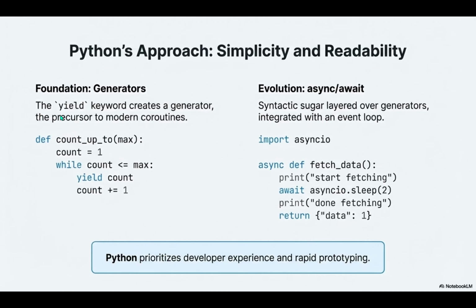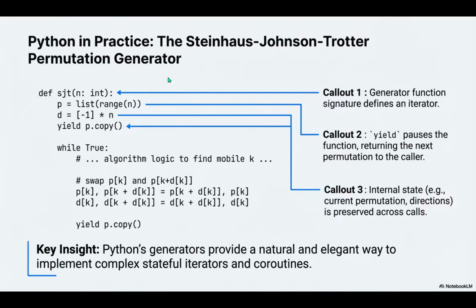The Steinhaus-Johnson-Trotter permutation generator. It's a mouthful, but why is it such a perfect illustration? It's perfect because the algorithm itself is so stateful. It generates all possible permutations of a set of numbers. But to get the next permutation, you need to know the current arrangement of the numbers, the direction each one is moving, and other indices.